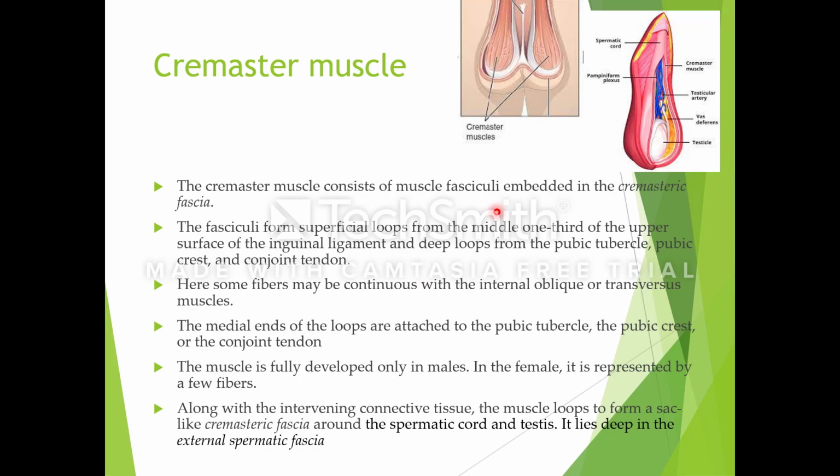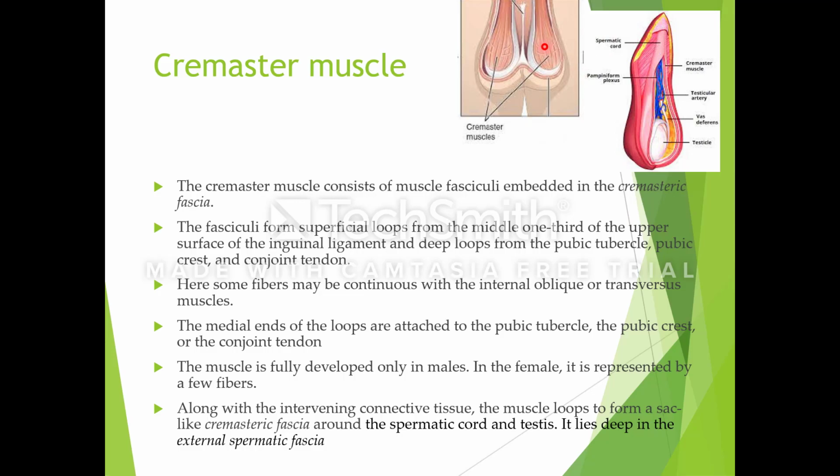Now we will discuss another muscle, which is the cremaster muscle. See here, the cremaster muscle is embedded in the cremasteric fascia. This is the second fascia, the fascia which is deep to the external spermatic fascia. As we have discussed before, the external spermatic fascia is formed by the external oblique aponeurosis, and this second fascia will be formed by the internal oblique aponeurosis. So this is the cremasteric fascia. It will enclose one muscle, that is the cremaster muscle.